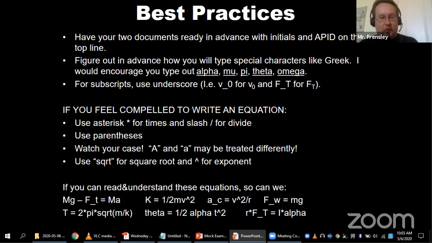So if you look at these equations at the bottom, if you can recognize those, like, hey, I can tell that that's the period of a pendulum down there on the lower left. If you can recognize them, we can recognize them, okay? So if that makes sense to you, it's going to make sense to us, okay? So don't feel like the readers have a bunch of rules.